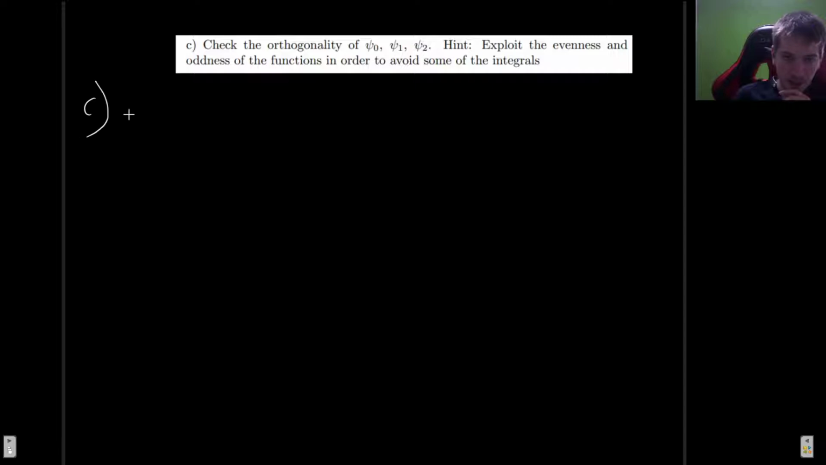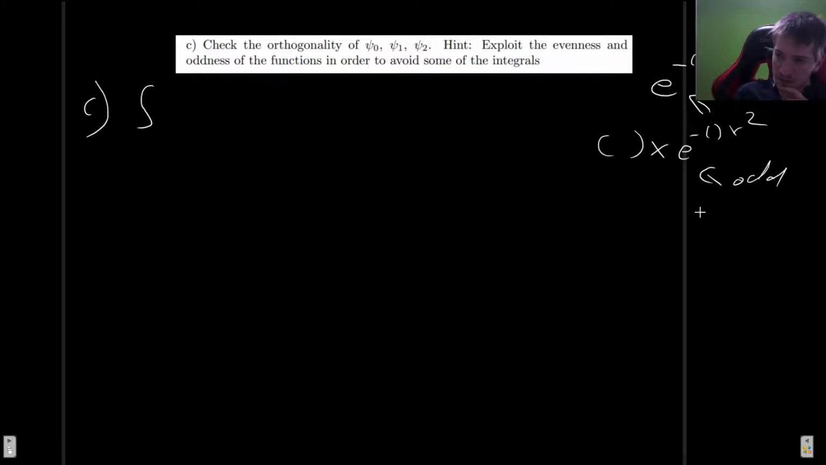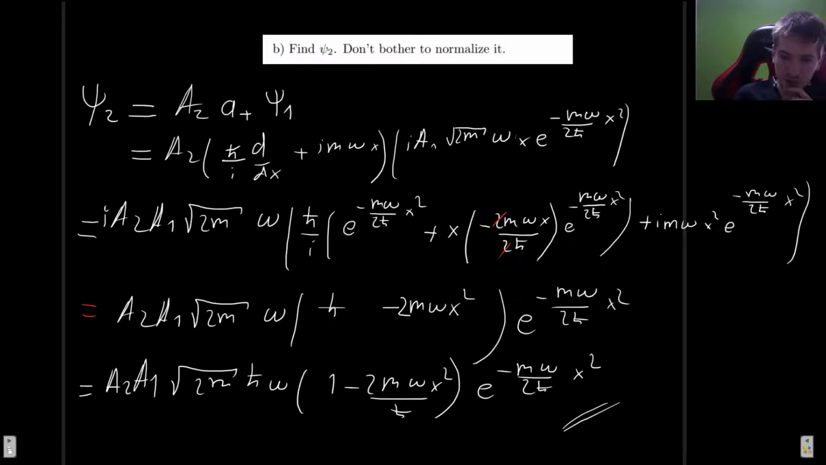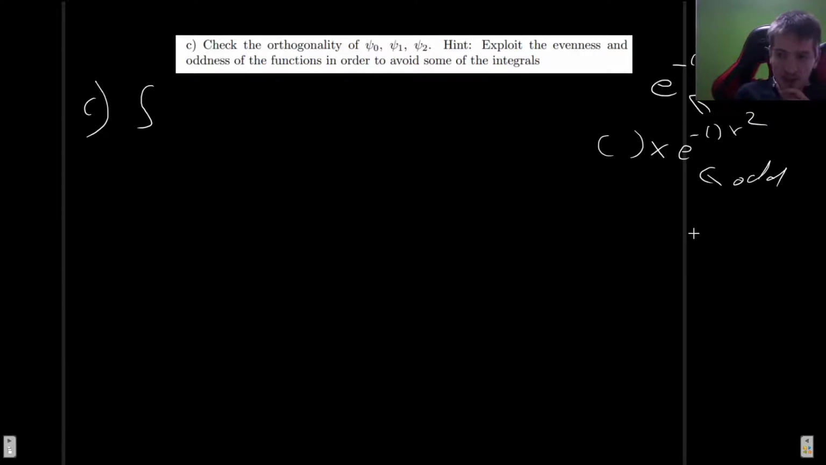So the way to do this, and this is also why I wanted to show this problem, because I think it's really important that you are thinking about what these wave functions are. So we saw that psi0 is basically e to the minus something x squared. Okay, so this is an even function. Psi1 is going to be x times e to the minus something times x squared. So this is an odd function, right? And then psi2, we just found it. It's on one hand just the exponential, and on the other hand x squared times the exponential. So psi2 is also even.